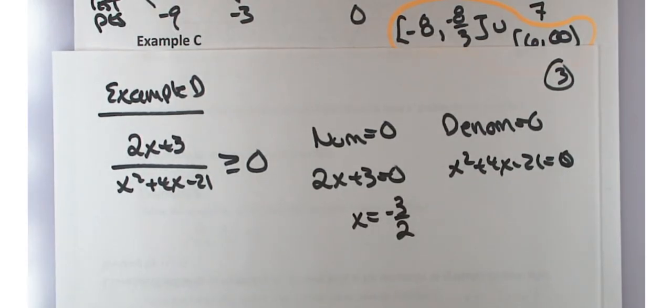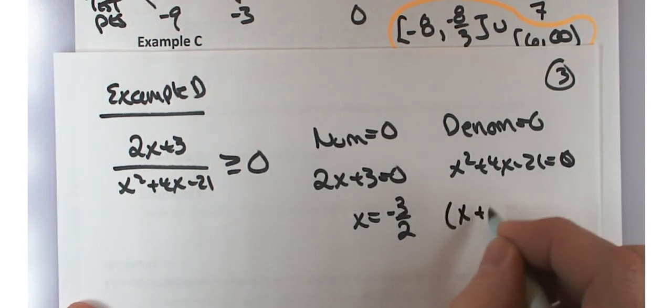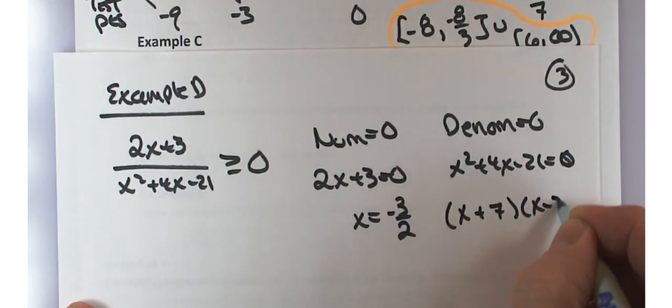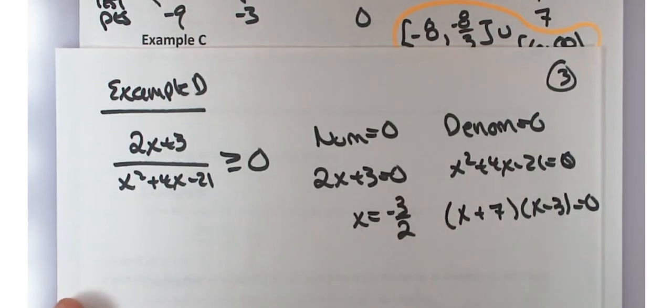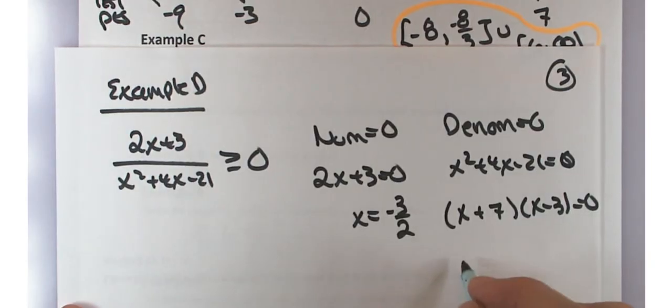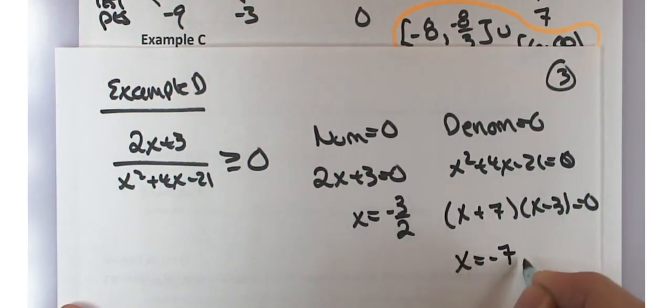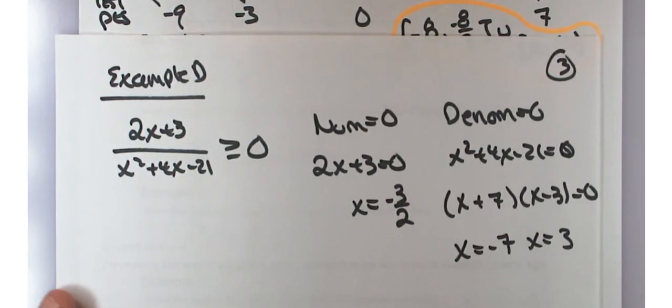Do I need to bust out the quadratic formula for the second one? No, I don't. So, how's it factor? x plus 7 times x minus 3. So what two solutions did it give me? x equal negative 7, x equal positive 3.